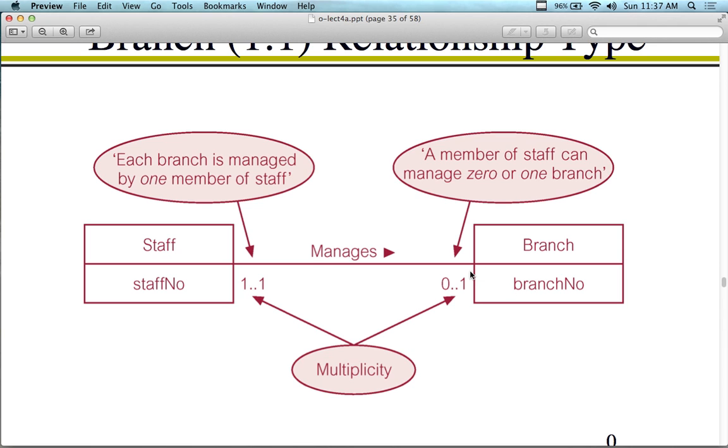You can get rid of all this stuff and just put a 1 over here. And you can get rid of all this stuff and put a 0 over here if you wanted to. Or leave it alone. Don't put anything on there at all. Because we don't care. Unless you want to enforce the business rules, and then you put a 1 in here. Because only one staff person can be a manager for only one branch.